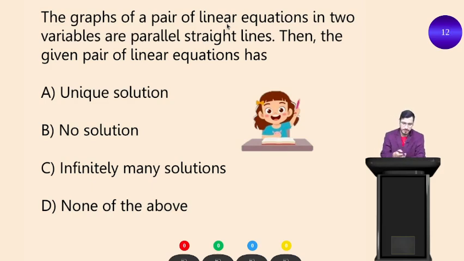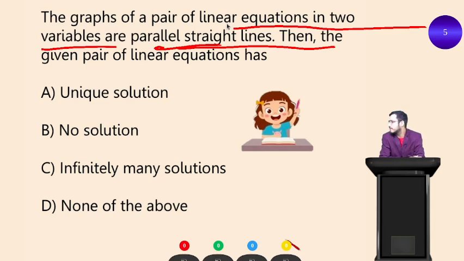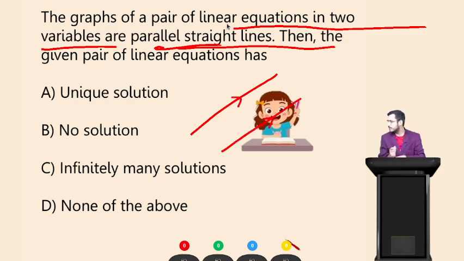You can read the question carefully. The linear equations in two variables are parallel straight lines, a parallel straight line like this. Okay students, time's up. The right answer is: the linear equations have no solution. When you see parallel straight lines, that means no solution. So remember always, parallel straight lines mean no solution here. So the right answer is option B.